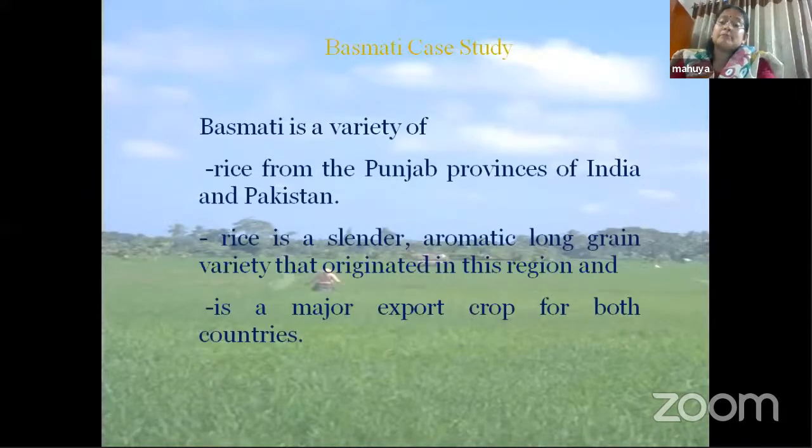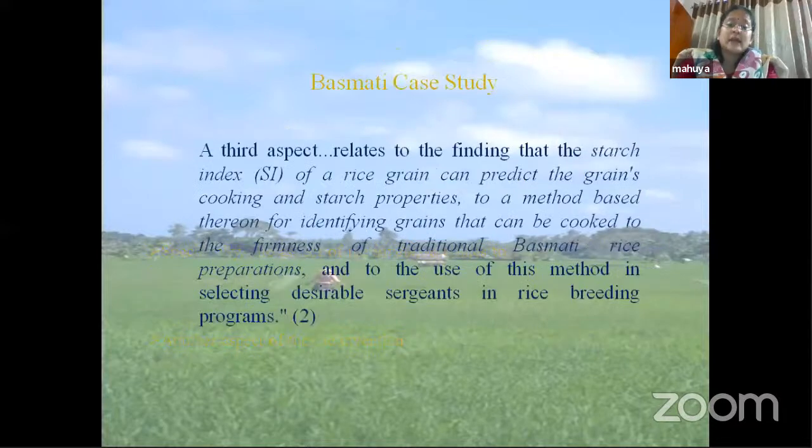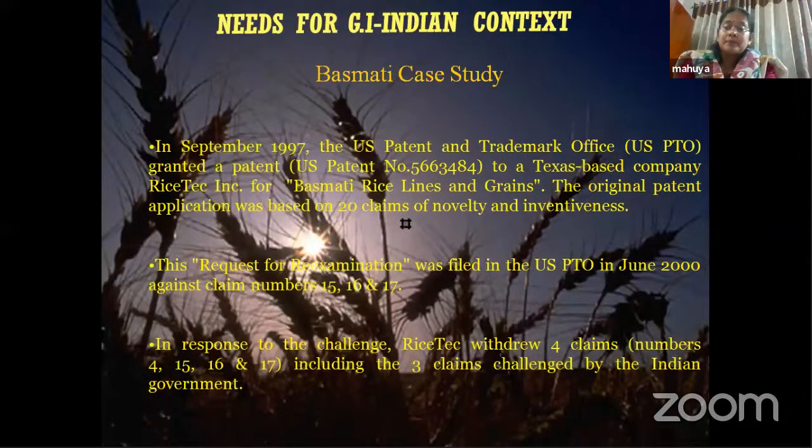Now I'm giving a small example of GI. Why is GI so important? I think you all know basmati rice. It was taken by RiceTec company in 1997 to the USPTO and it was patented there. During that time, there was no legislation. After three years, in 2000, CSIR scientists came to know that our product had been patented in the US. After a long struggle, the fourth claim on our basmati was revoked, and Indian scientists won it. And the name also changed.